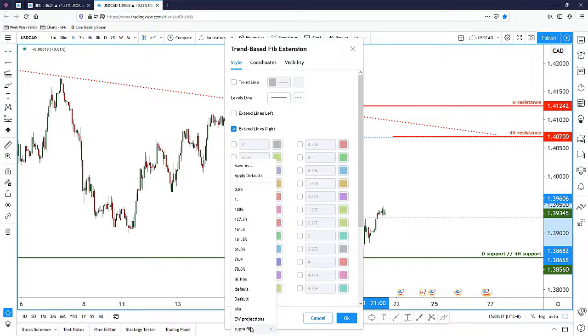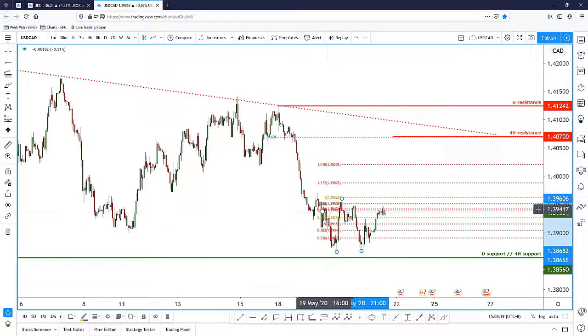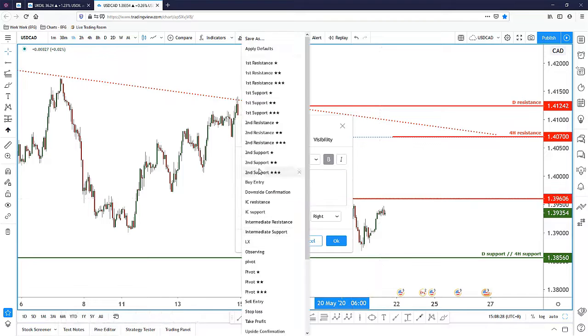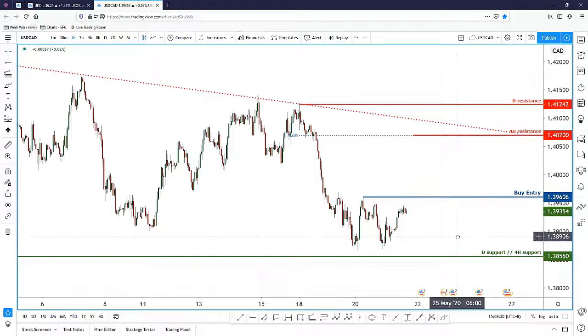Open up all Fibonacci ratios, and we see the one time is actually over here. Okay, the one time is over here. So this is what I will do. This level will be my buy entry, right?